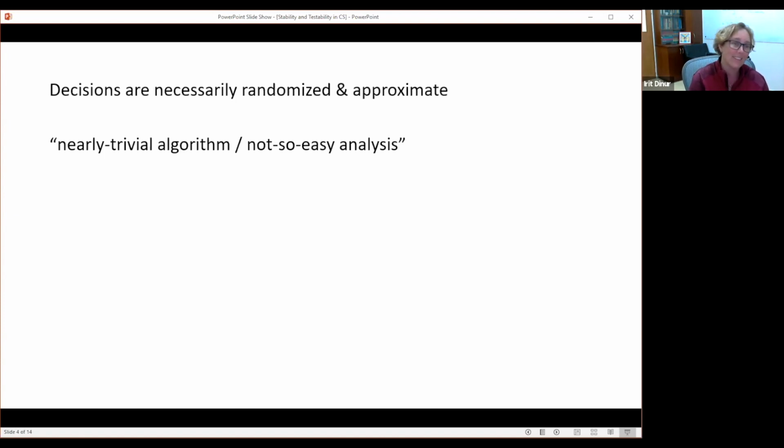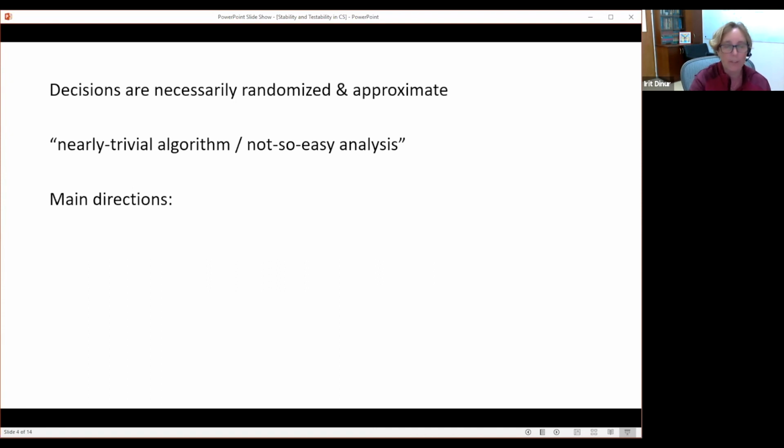And in some sense, this is the beauty of this area: the fact that the algorithm is trivial means that it's very easy to implement, which is a very desirable property for an algorithm. And the fact that the analysis is non-trivial, to me, is more interesting.